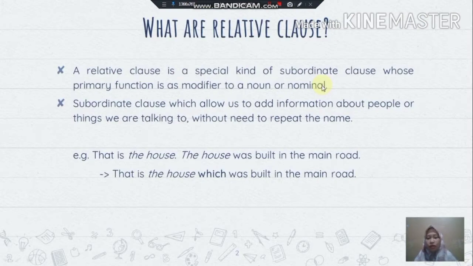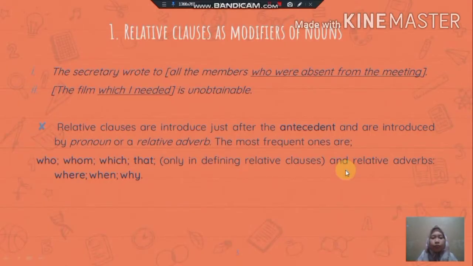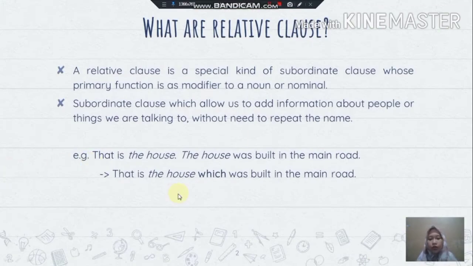First, what are relative clauses? A relative clause is a special kind of subordinate clause whose primary function is as a modifier to a noun or nominal. It allows us to add information about people or things we're talking about without needing to repeat the name. For example, the house. The house was built on the main road. It changes to: that is the house which was built on the main road. So "which" here still refers to the house.